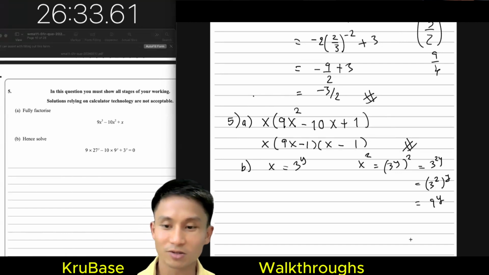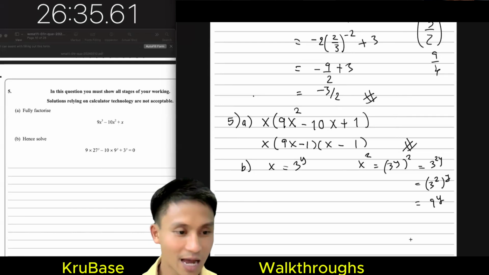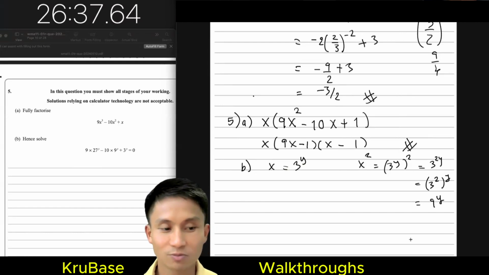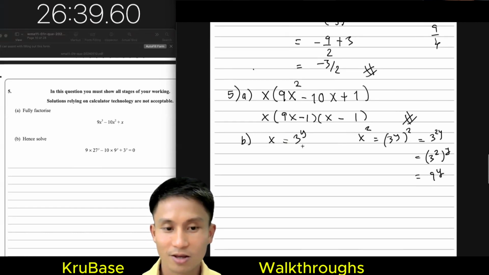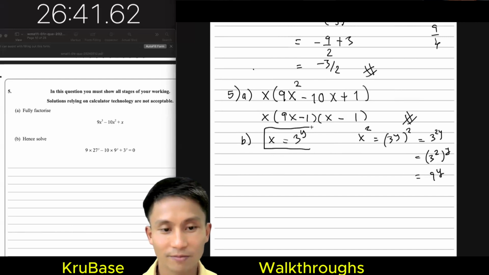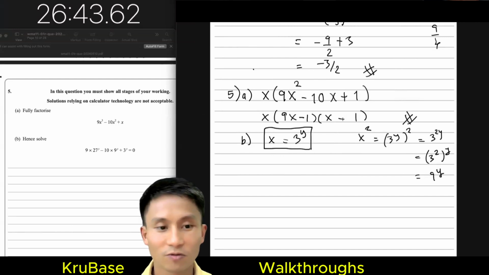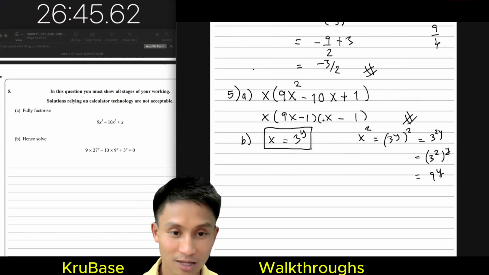It's a bit subtle, but if you use the laws of indices, then you're going to get there. And it's also true for 27 to the y, right? If we inspect that. So when we have this, yeah, then we can go ahead and solve the cubic here.